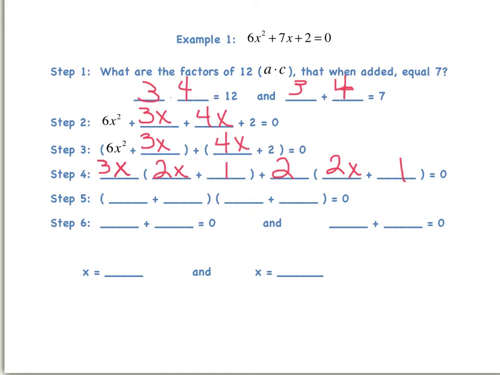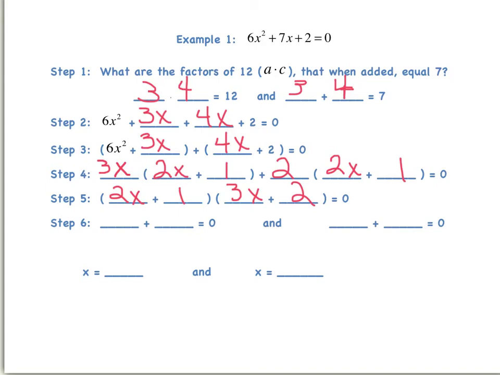My common binomial is 2x plus 1. So I'm factoring that out. Now what do I have left? I have 3x plus 2. So that's going to become my second binomial, 3x plus 2. So now I'm ready to solve, and that's what step 6 is.